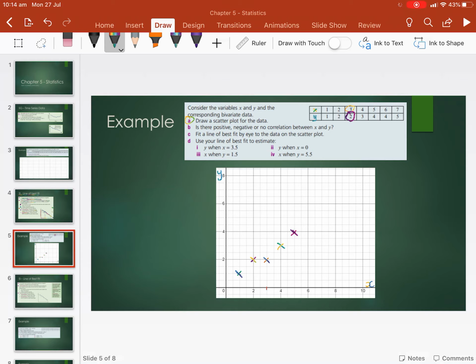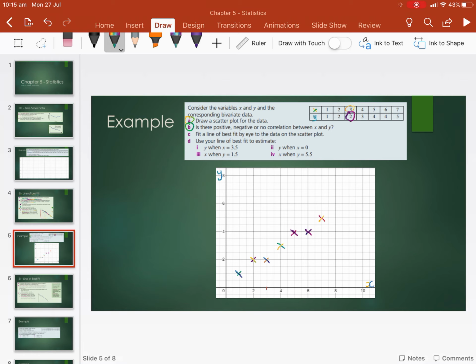When x is 6, y is 4. And when x is 7, y is 5. So all right, that's our scatter plot. We've put our points on the graph. Now, B says, is there a positive, negative, or no correlation between x and y?